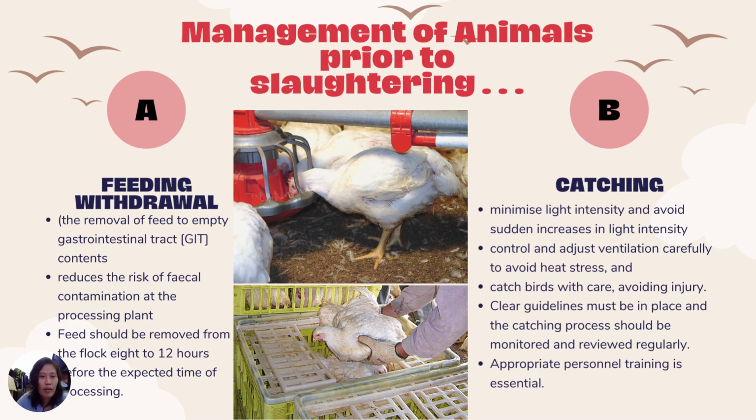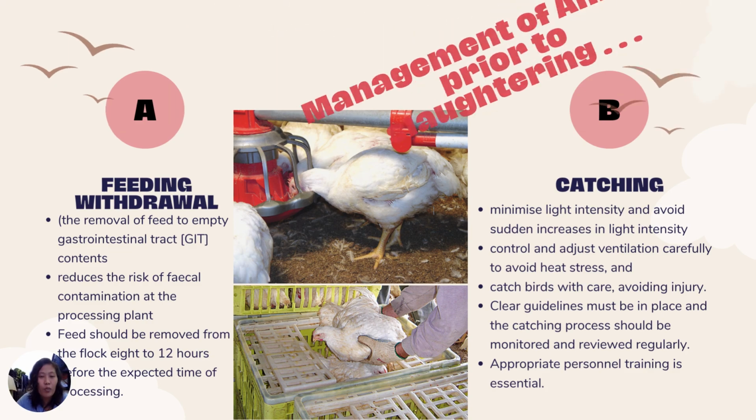So here's now the management of animals prior to slaughtering. And we are focusing on broilers. Number one is the feeding withdrawal. It is the removal of feed to empty gastrointestinal tract contents. So it reduces the risk of fecal contamination at the processing plant. So the feed should be removed from the flock 8 to 12 hours before the expected time of processing.